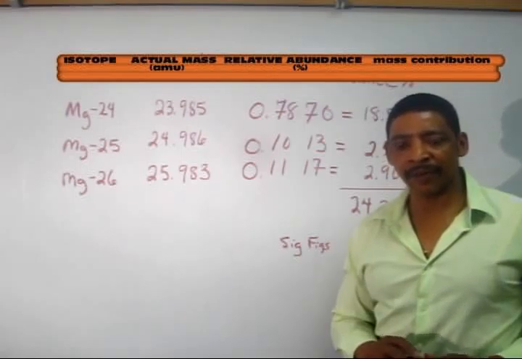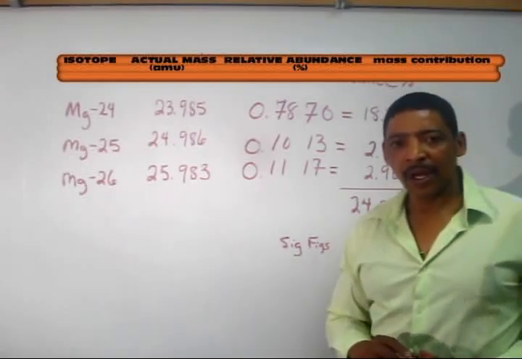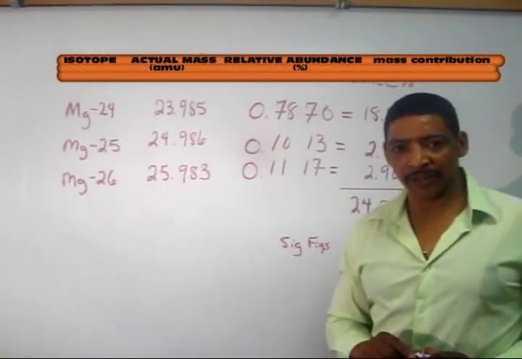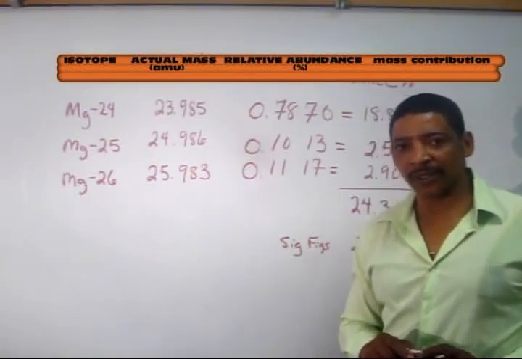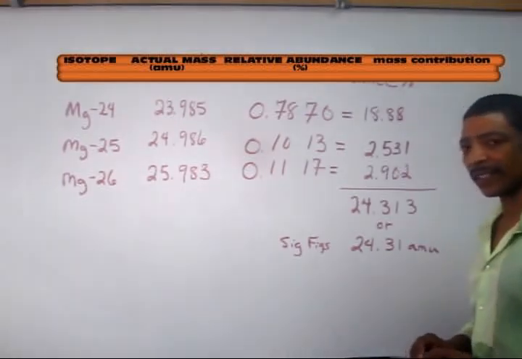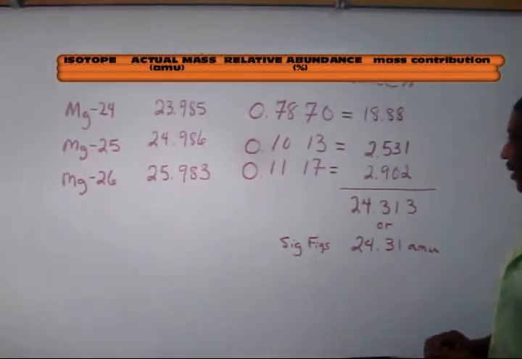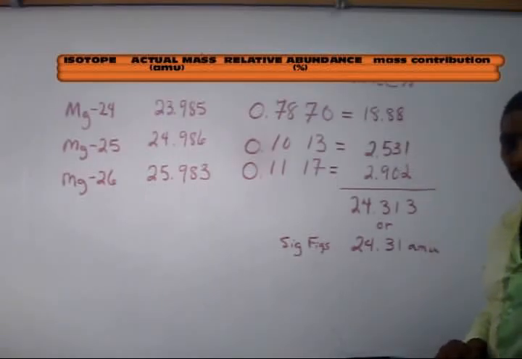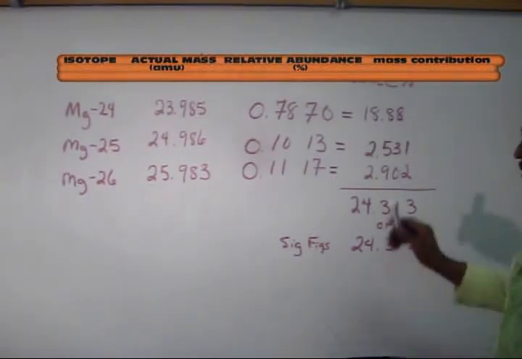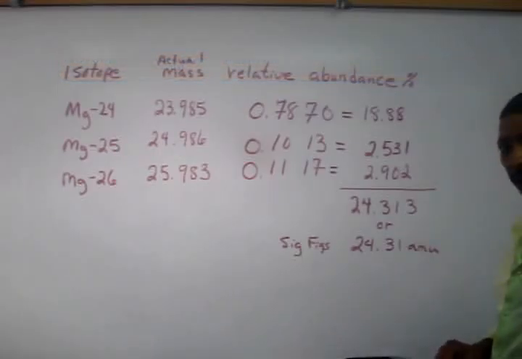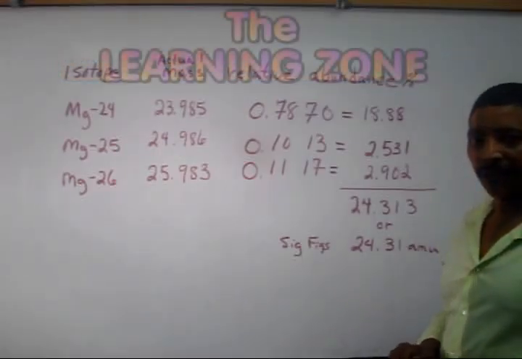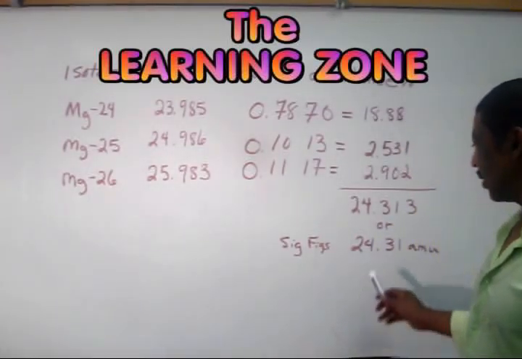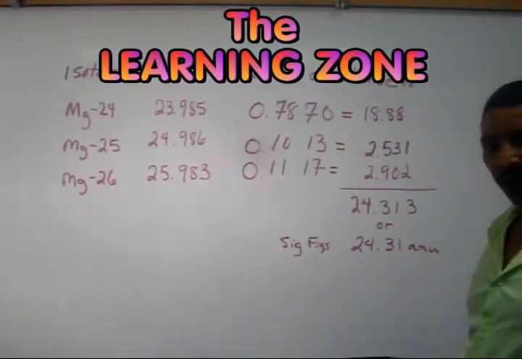When adding values, always round to the number of decimal places that is consistent with the measurement that has the least number of decimal places. In other words, after adding these 3 values, the answer is rounded to 2 decimal places. So the final answer is that the average mass of this element will be 24.31 AMU.